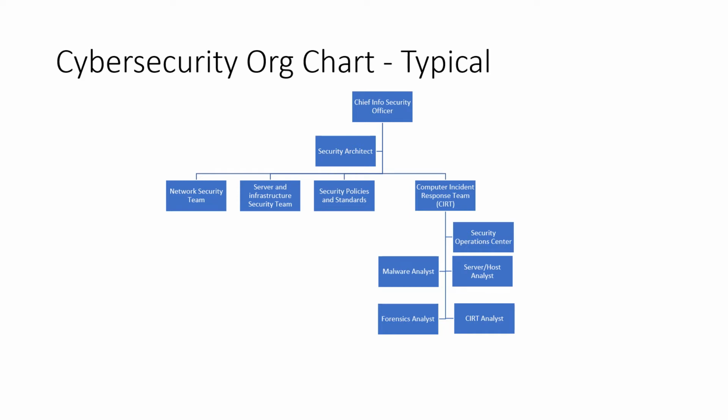Typical cybersecurity org chart that you find in most organizations, its focus is on cybersecurity. These are the types of roles that exist in medium and large companies. Now, the Chief Information Security Officer at the very top. Up here, the security architect. You may have a team of network folks, server infrastructure, policies and standards. Then the Computer Incident Response Team, CIRT, C-I-R-T. We'll use that acronym a few times. There's a Security Operations Center and a number of analysts supporting these functions.